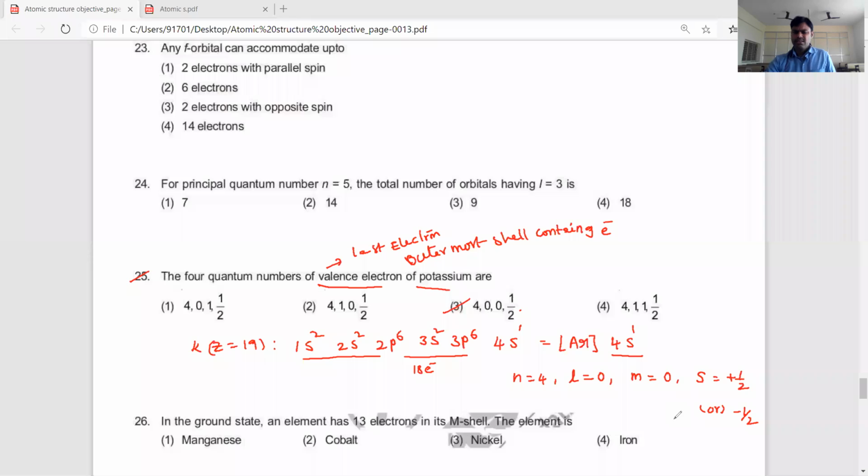Hey Abjal, why L equal to 0? What is that, S orbitals? S orbital L value is always 0. For p orbitals, L value is always 1. D orbitals L value is always 2. F orbitals L value is always 3. That is basic.